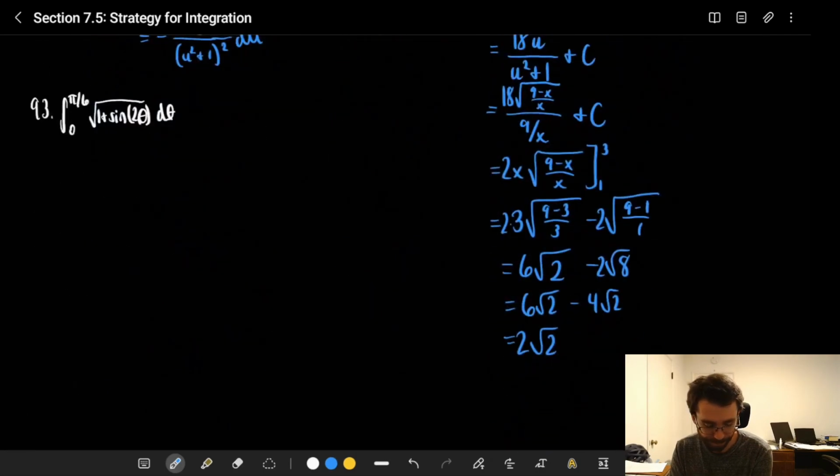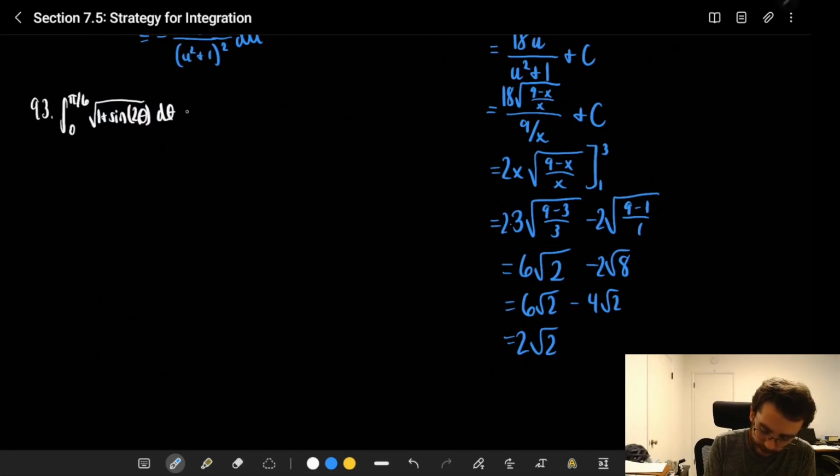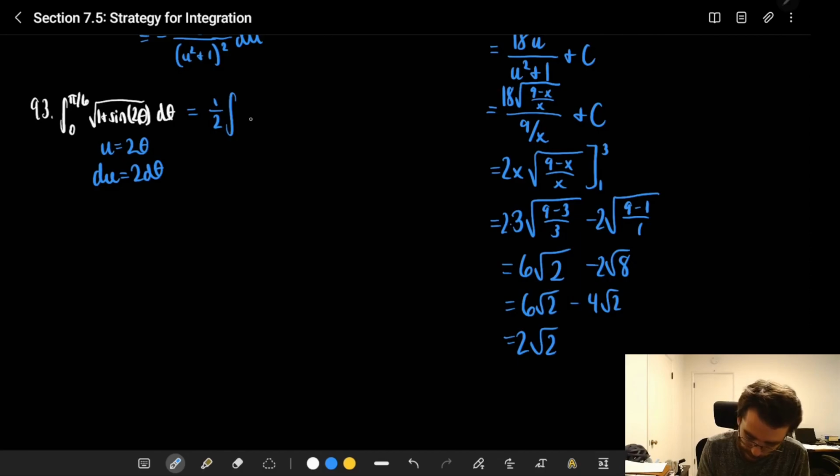And difficult. Last problem. Hopefully this one's easier. I'd probably start this, I don't like the 2 hanging out in there. I could use a trig identity, but I don't think it would help, so I'd probably start with a little u sub. So I cancel out the 2 with a factor of 1/2. Let's not put bounds on yet. This will just be 1 plus sine u du.